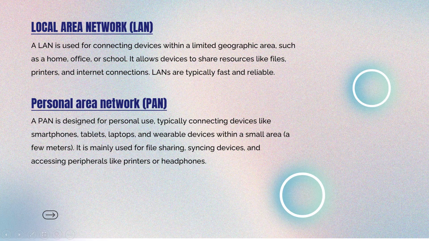Personal area network, PAN. A PAN is designed for personal use, typically connecting devices like smartphones, tablets, laptops, and wearable devices within a small area, a few meters. It is mainly used for file sharing, syncing devices, and accessing peripherals like printers or headphones.